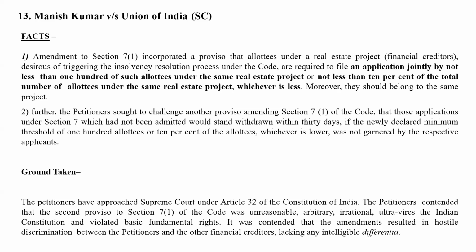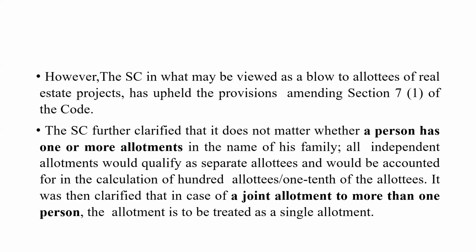तो ये provisions को challenge किया गया इस केस में। The petitioners have approached the Supreme Court under Article 32 of the Constitution of India. ठीक है, violation of fundamental rights. The petitioners contended that the second proviso to Section 7(1) of the code was unreasonable, arbitrary, irrational, ultra vires. It was contended that the amendments resulted in hostile discrimination between the petitioners and other financial creditors, lacking any intelligible differentiation. However, the SC, in what may be viewed as a blow to allottees of real estate project, has upheld the provisions amending Section 7(1) of the code.